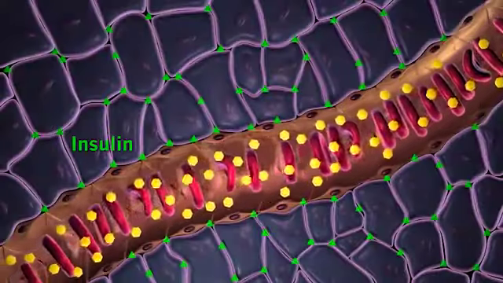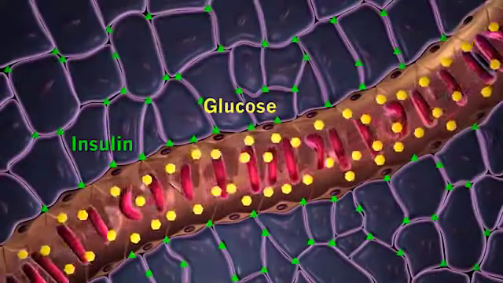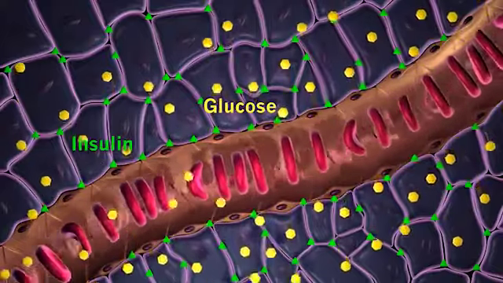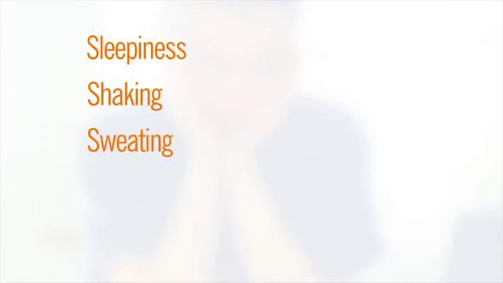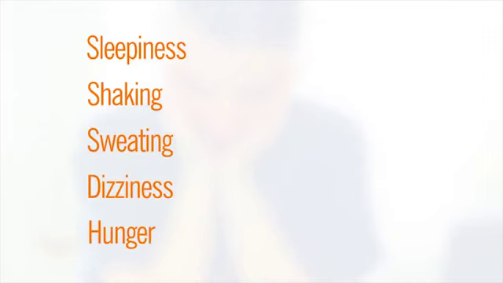The most common side effect of insulin is low blood sugar or hypoglycemia. Low blood sugar happens when the level of sugar in the blood falls below 70 milligrams per deciliter. Symptoms include sleepiness, shaking, sweating, dizziness, and hunger. Be sure you know how to treat low blood sugar before you start using insulin.